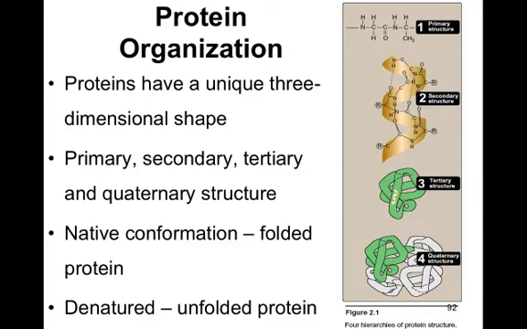When some of these bonds are broken with the application of heat, for example, a change in pH, or by the addition of a chemical, the protein denatures and returns to its primary configuration. That is called the denatured or the unfolded state of a protein. A denatured protein is no longer capable of carrying out any function.